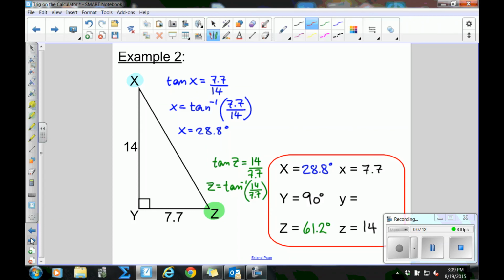Finally, to find side Y, I actually will use Pythagorean theorem. That's the only way to find side Y using given information. Again, I try to avoid using my own answers in case they're wrong, because if I use a wrong answer, the next answer will automatically be wrong. So here I would use Pythagorean theorem.